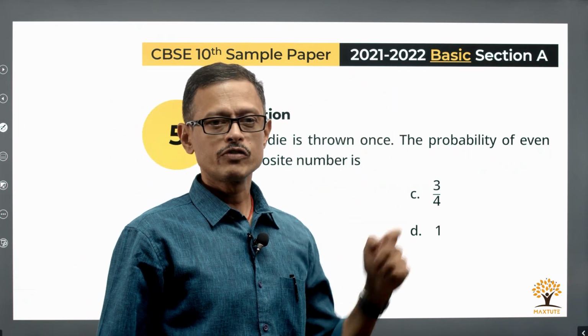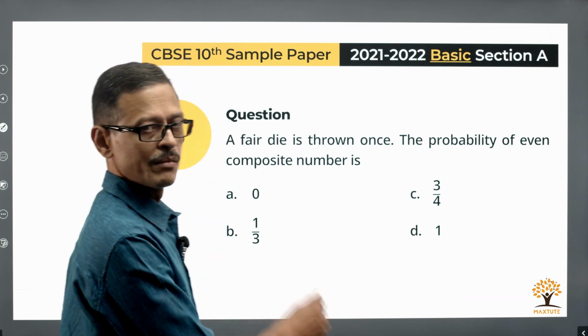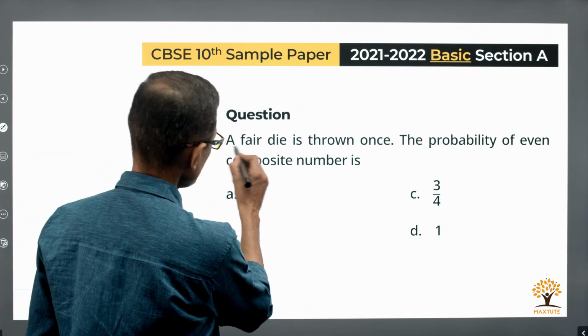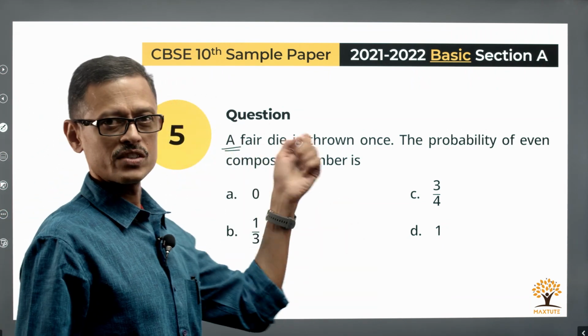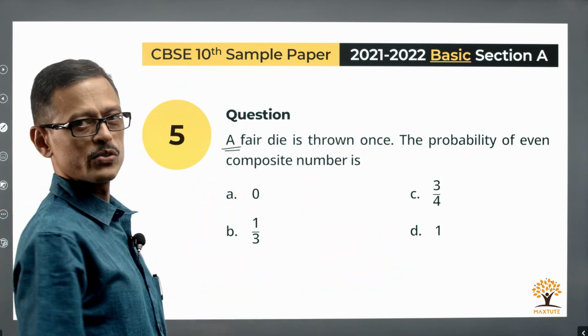Sample paper given by the board for academic year 21-22, term 1 paper, basic version of the paper, section A. Multiple choice question: a fair die is thrown once. We need to find the probability of getting an even composite number, right?